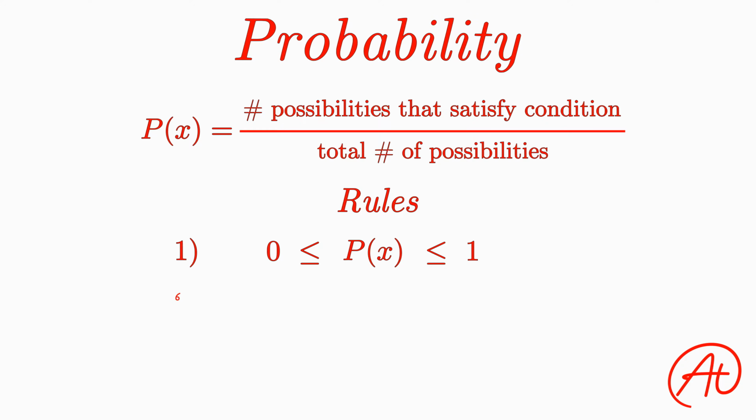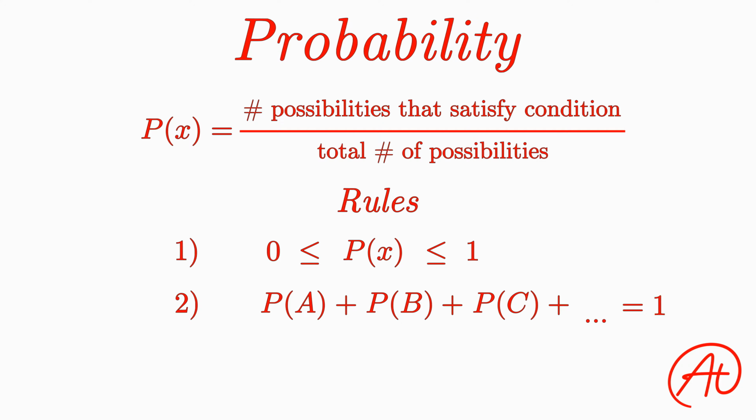Anyway, the next rule says that if you were to add up all the probabilities of all the different outcomes of a certain event, the result will always equal 1. Which makes sense. If you perform some action, there has to be some outcome. For the coin example, there are only two possibilities, each with a probability of 1/2. And if you were to add those up, you would see that it does equal 1.